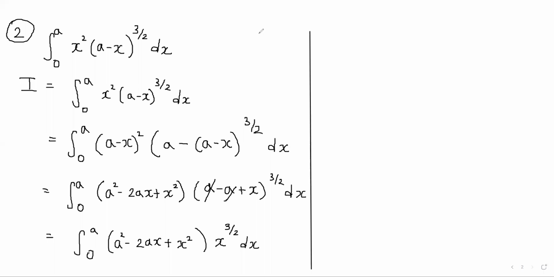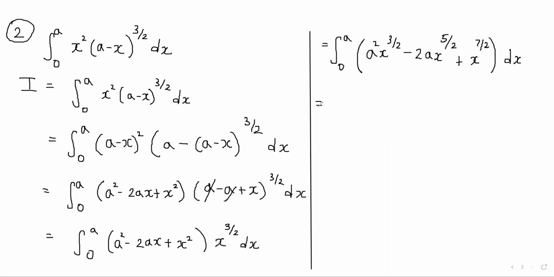Next step, it is the integral from 0 to a. In bracket, now we are going to multiply this x raised to 3 upon 2 with each term inside the bracket. So we get a square x raised to 3 upon 2, then minus 2ax. 3 upon 2 plus 1 is nothing but 5 upon 2. We use here the law of index, a raised to m into a raised to n is a raised to m plus n. Then plus x square into x raised to 3 upon 2, 2 plus 3 upon 2 is nothing but 7 upon 2.